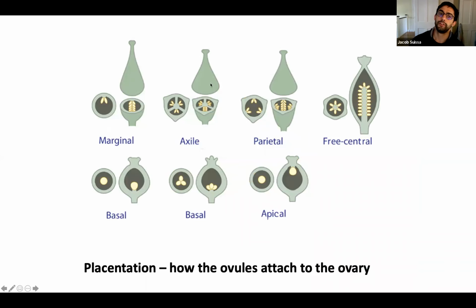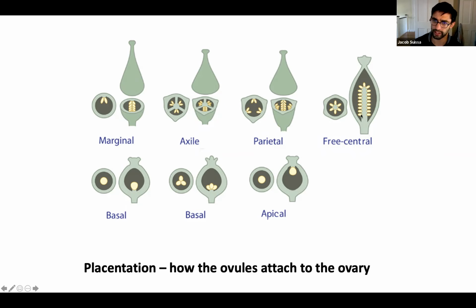Okay. So, like I said, placentation is how the ovules are attached to the ovary. This has always been something for me that's sometimes hard to see and really difficult, and I rarely use it in the field as a diagnostic character for a group, but it is important in many ways. But you can have a whole bunch of different ways to attach your ovules to the ovary.